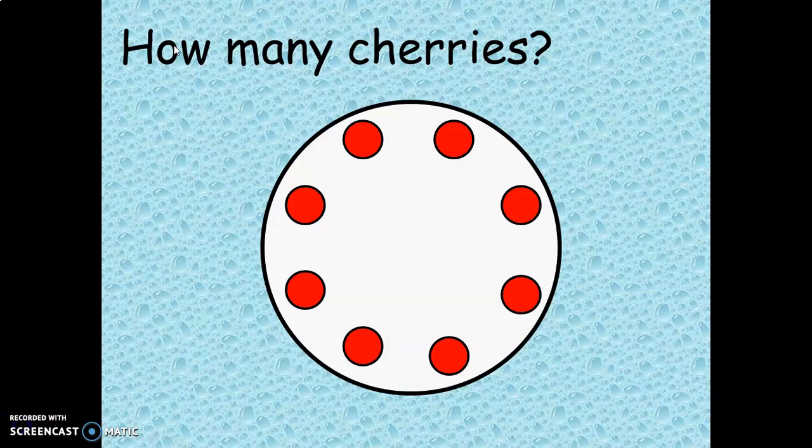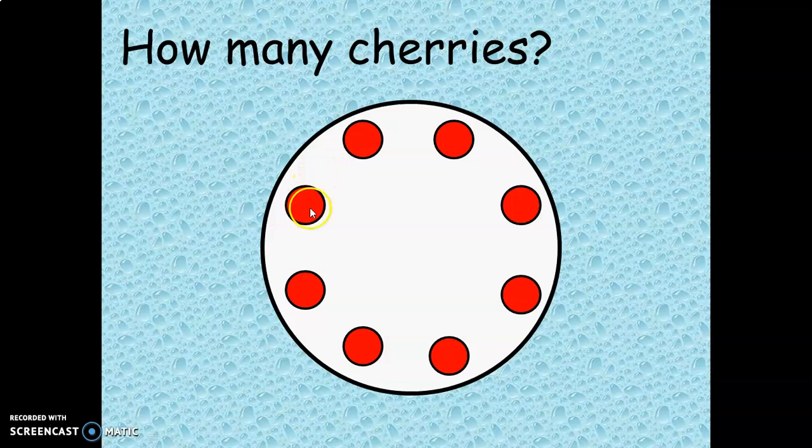So we are going to look at fractions of a set, or fractions of a group. How many cherries? Let's count how many cherries we have. 1, 2, 3, 4, 5, 6. There are 8 cherries on a cake.